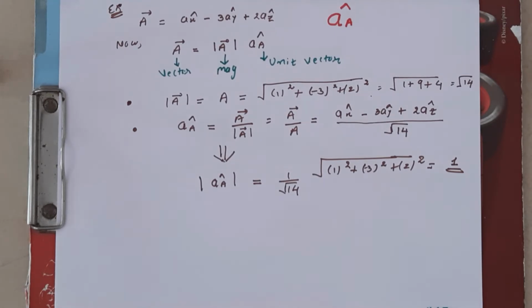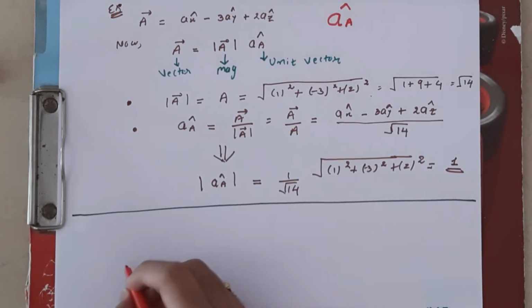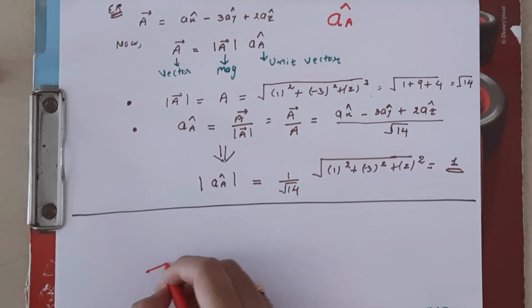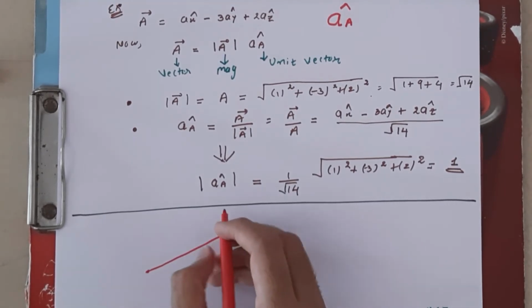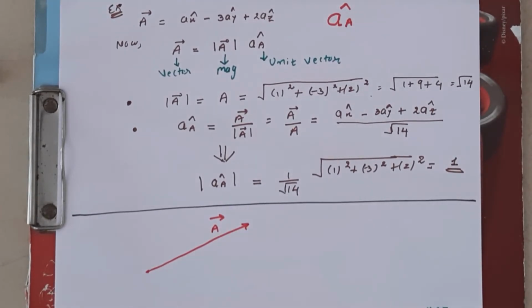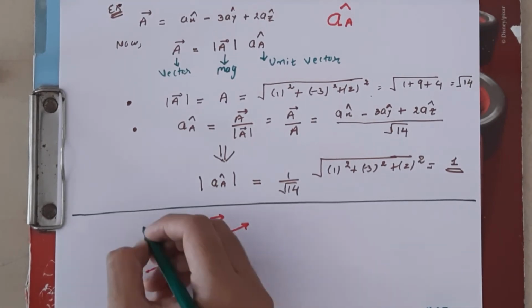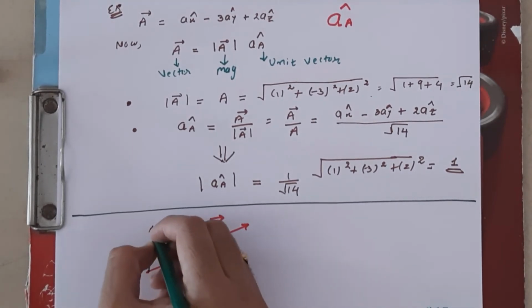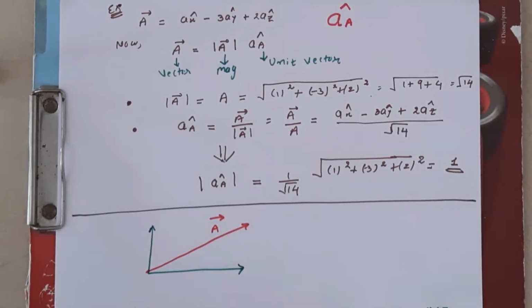But as we know, any vector quantity has two parts. One is the perpendicular, or normal part, and the second is the tangential part. For example, suppose I draw one vector. This one is my vector A. Now this vector A has two parts, first part and second part.